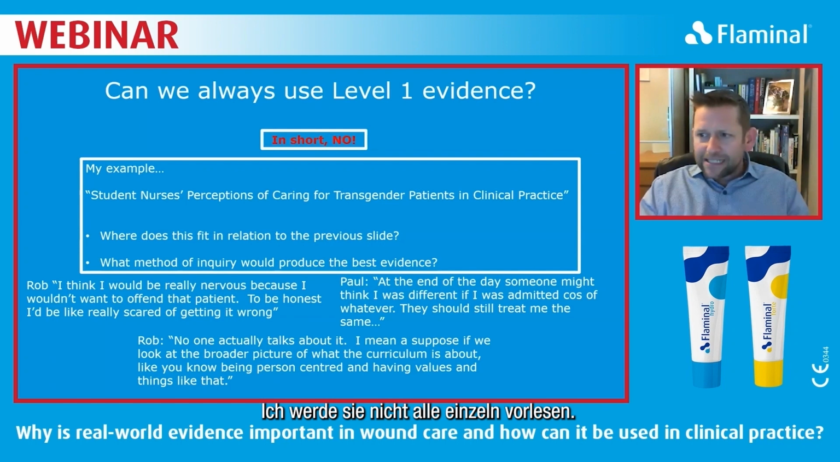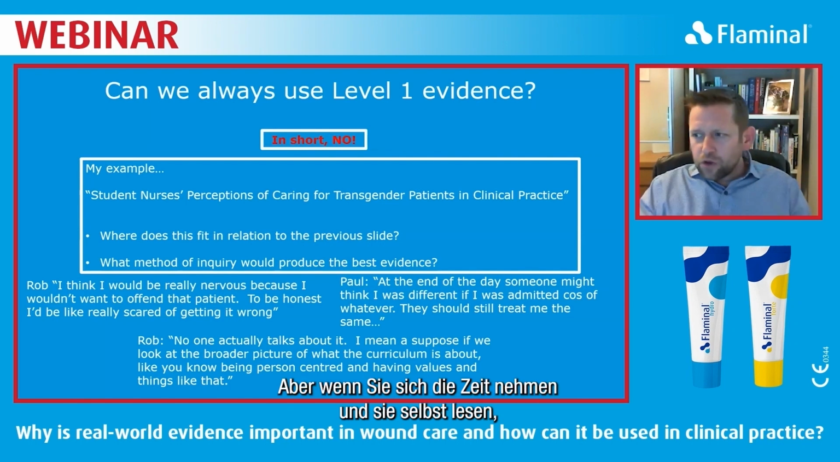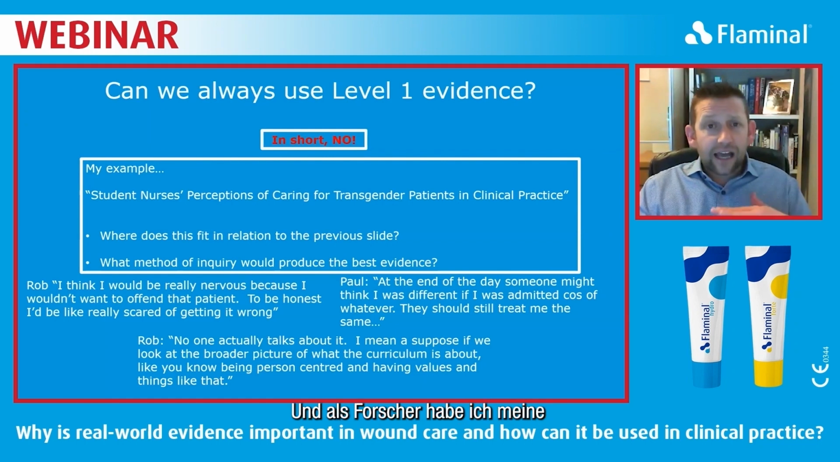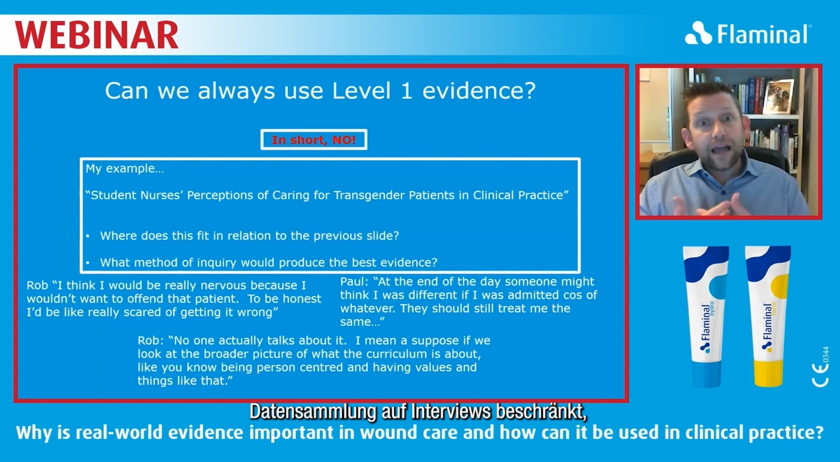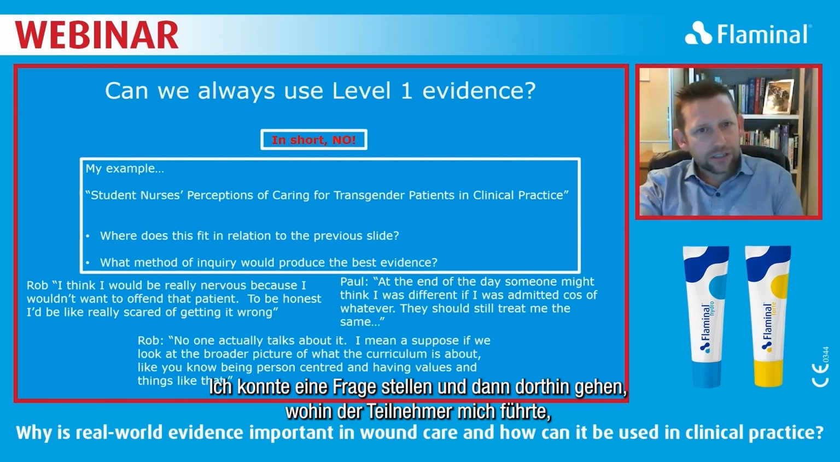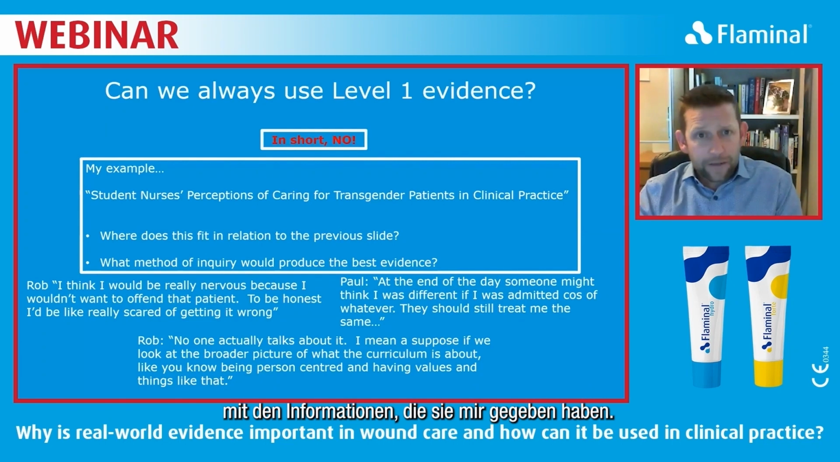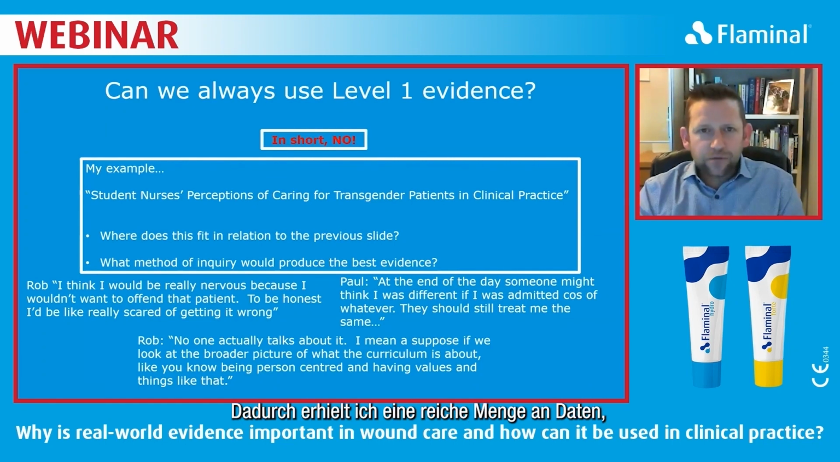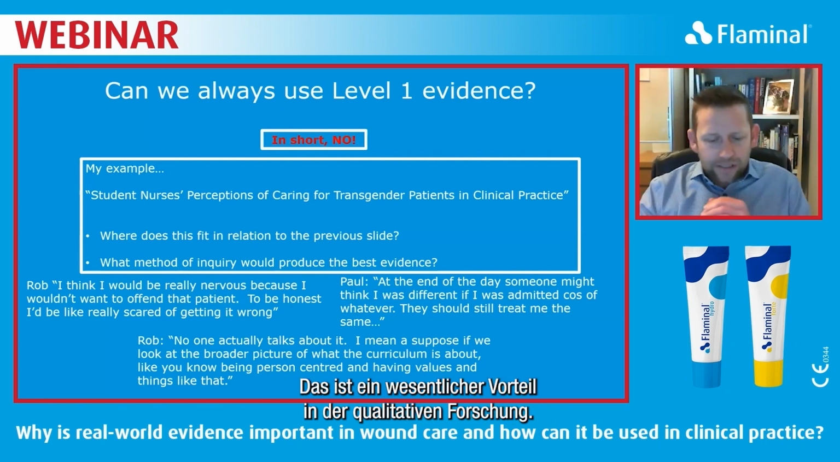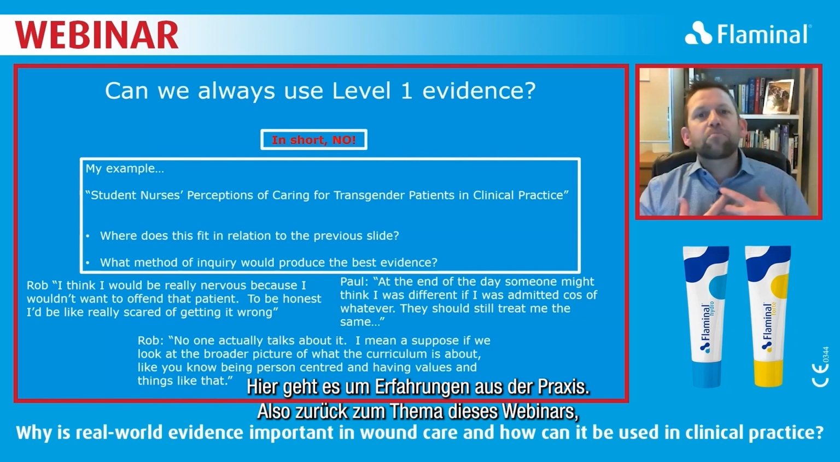I'm not going to read them all out individually, but if you do have a little read of them on your own, what you'll see is that there's some real food for thought there. And as a researcher, I kept my data collection around interviews that were semi-structured. I didn't have a rigid structure. It was quite free-flowing. I could ask a question and then take it wherever that participant was going with the information they were giving me. That gave that rich narrative of data, and actually I found things that I hadn't thought of, and that's really good in qualitative research.